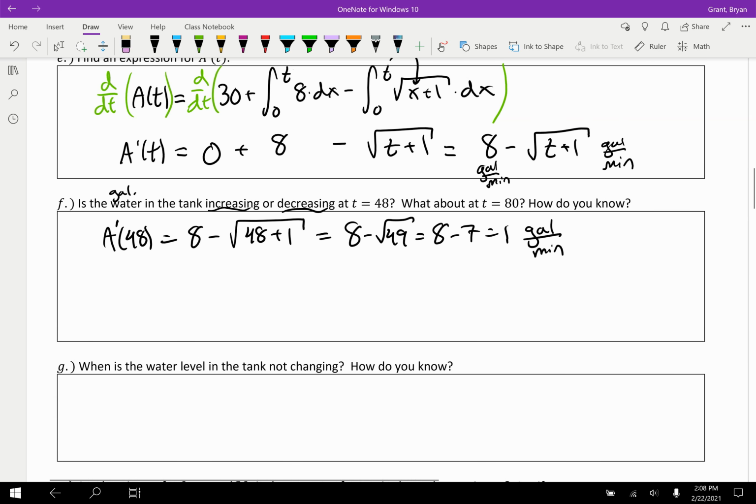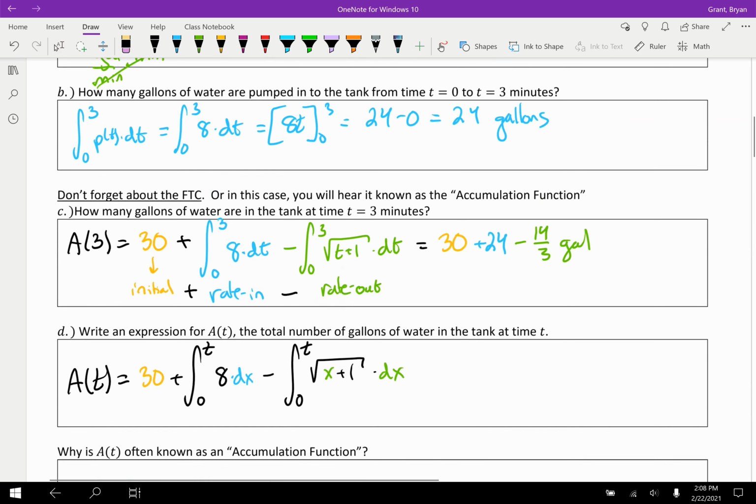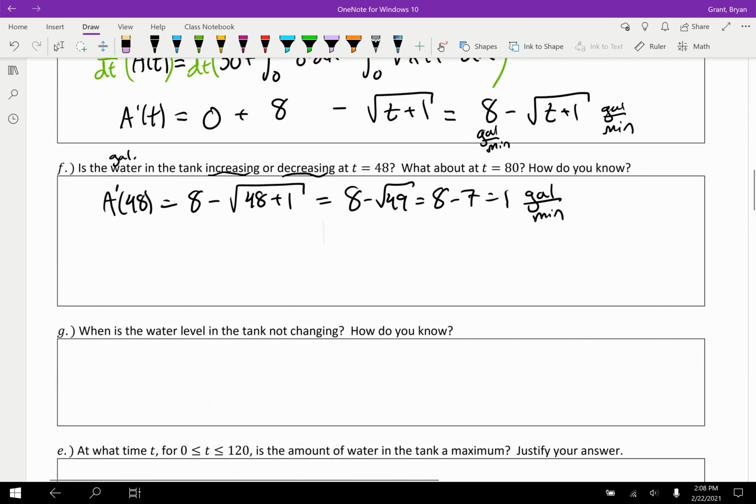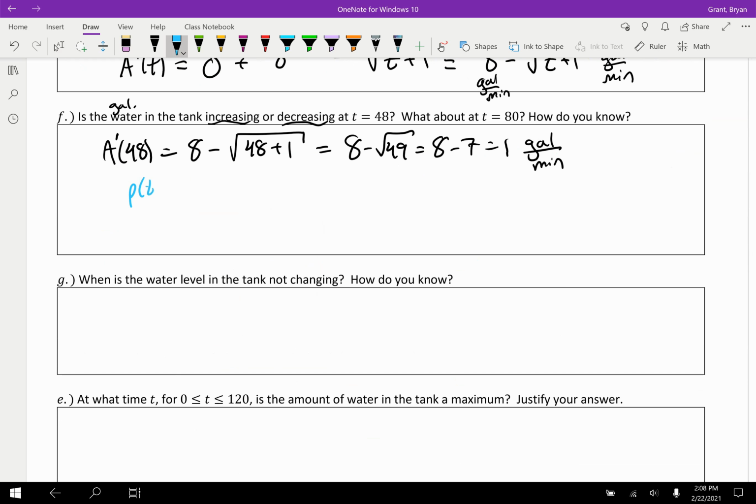The other way that I actually really like to look at this is I like to compare the rate in and the rate out. So I like to kind of forget this A prime thing, and I'm like, okay, let's just compare. Remember that our pump in, the rate in, P of t, was equal to 8. So what if I found P of 48? That would be 8 as well, 8 gallons per minute.